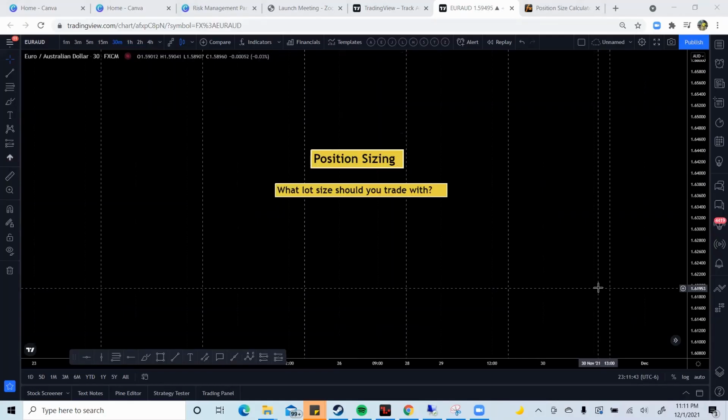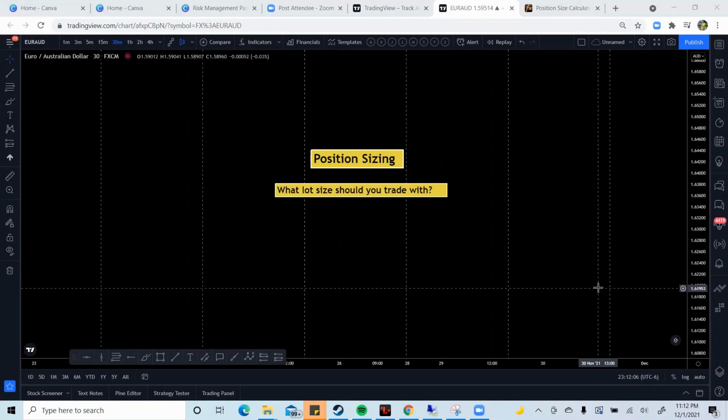All right, let's go over position sizing on the charts. And the major question that you should ask yourself is what lot size should you trade with? Now that's the entire concept of position sizing. And even though it's a simple concept, a lot of people get it wrong because one, they've just never been shown how to properly do it. So let's go into exactly how to do it.